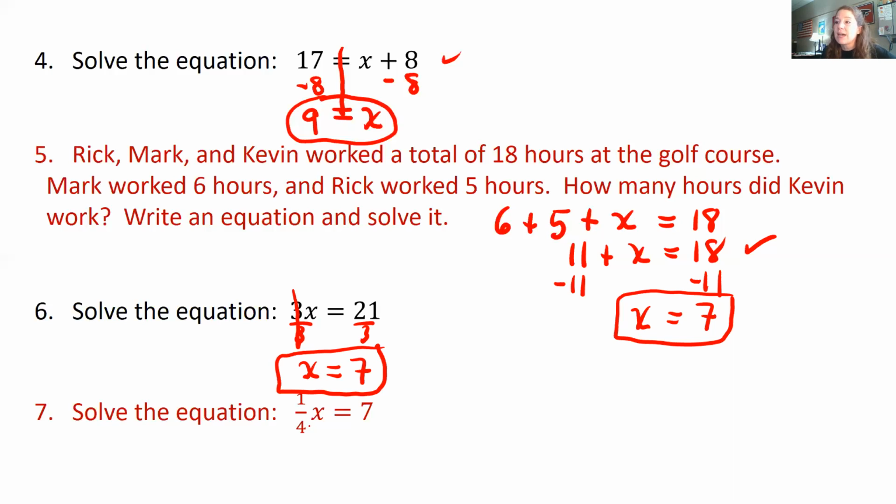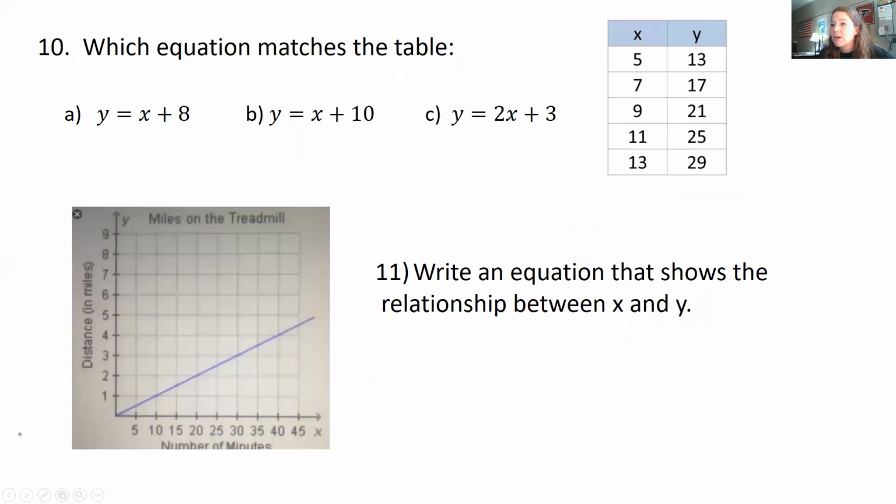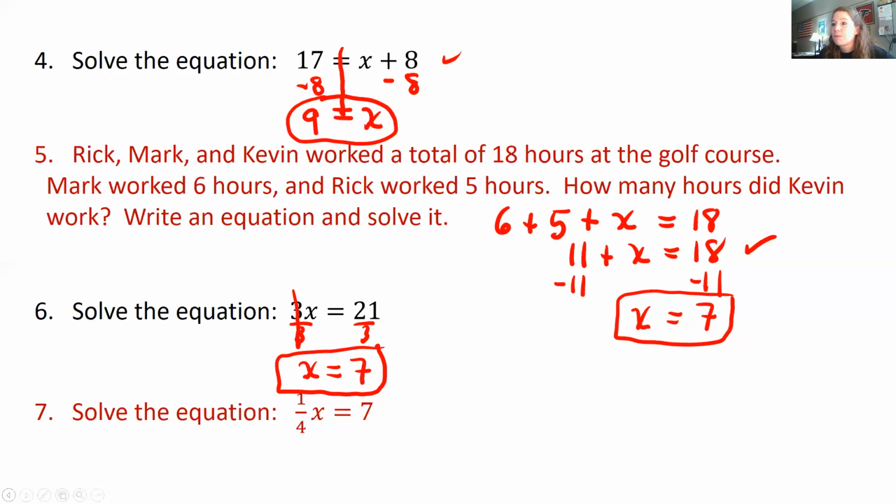And number 7, how do you get rid of times 1/4? Well, I could divide by 1/4, and the same thing as dividing by 1/4 is to multiply 1/4 by its reciprocal. So what is the reciprocal of 1/4? We flip it. So 1/4 flipped is 4. So I'm going to multiply both sides by 4/1 or just by 4 because 4/1 is 4.